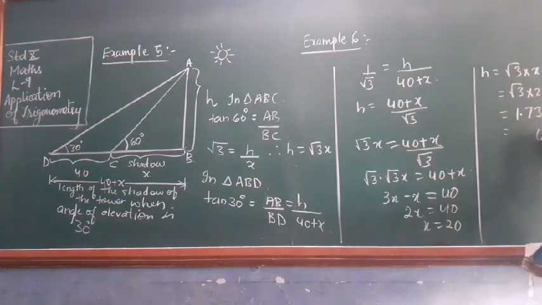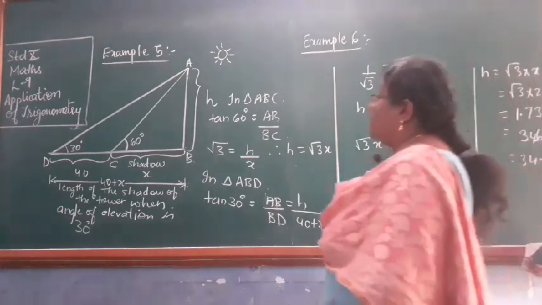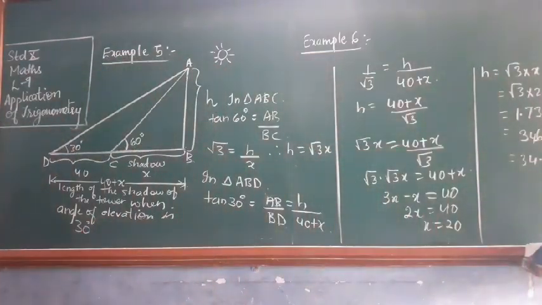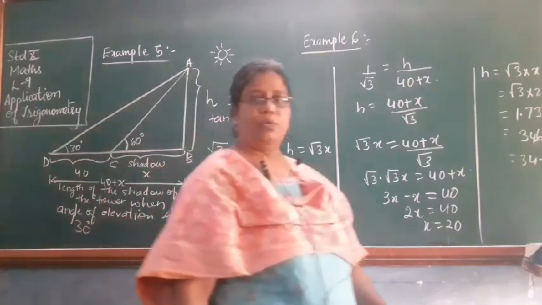So 3 twos are 6, 7 twos are 14, 2 ones are 2, 3. That is equal to 34.60. So you get the height of the building as 34.60. Okay, copy down.